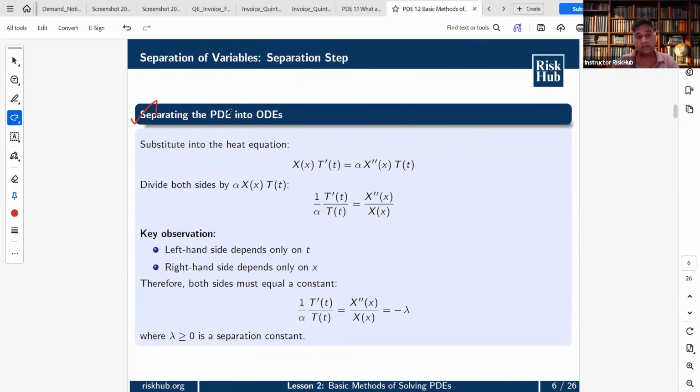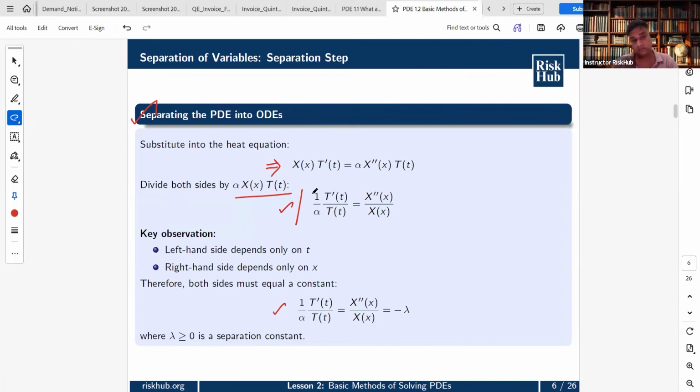Then we get into the next part, separating the PDE into ODEs. Substitute the separable form into the heat equation, right? You have X(x)T'(t) equals alpha X''(x)T(t). Now divide both sides by alpha X(x)T(t), right? And we get 1/alpha times T'(t) divided by T(t) equal to X''(x) divided by X(x). The left side depends only on t, the right side depends only on x. For this equality to hold for every x and every t, both sides must equal a constant.